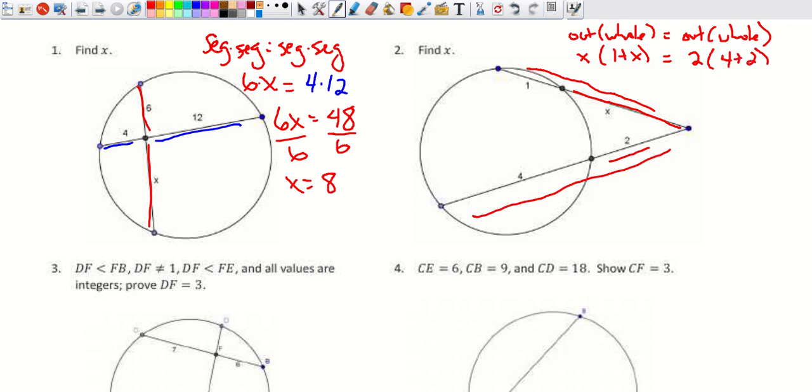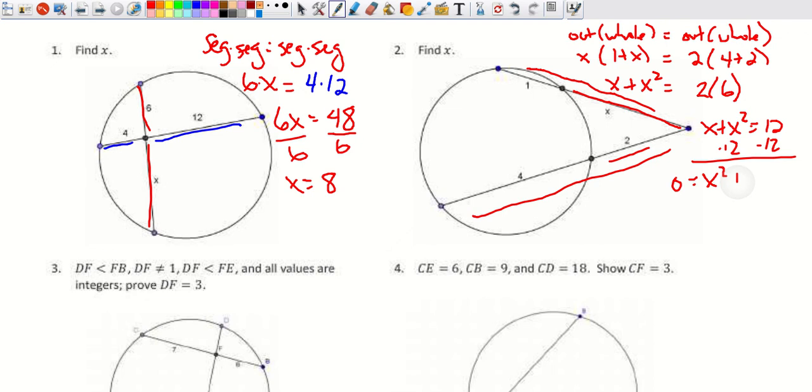You could just put 6 if you really wanted to. So this is going to be x plus x squared is equal to 2 times 6, which is 12. So I get x plus x squared is equal to 12. And remember, as soon as I see x squared, I know it's a quadratic. So I'm going to get the 12 to get this equal to 0. So 0 equals standard form, x squared plus x minus 12.